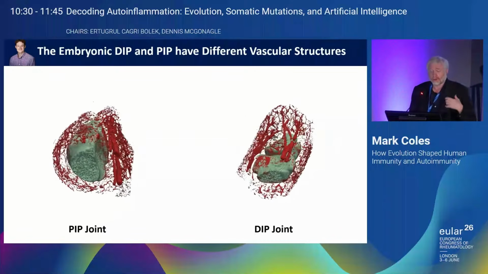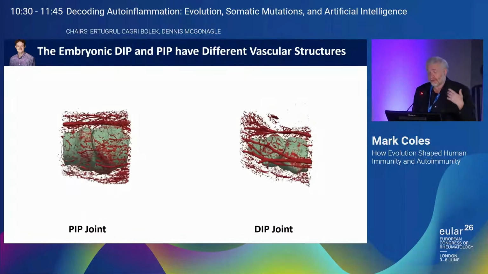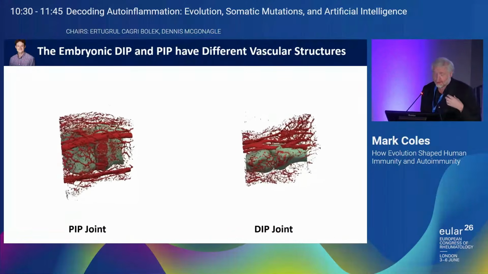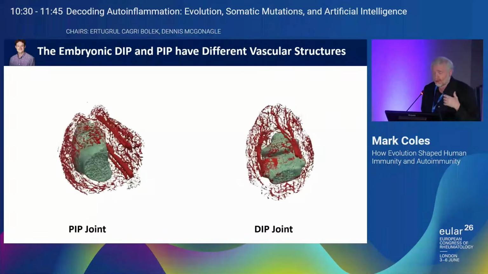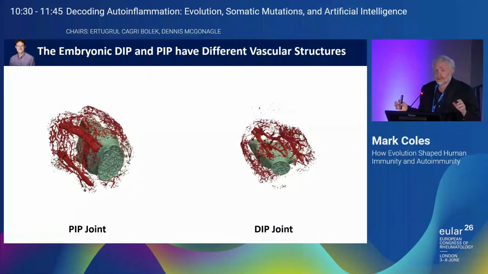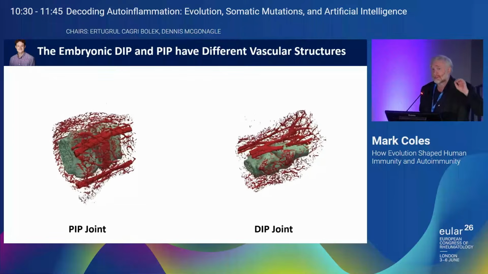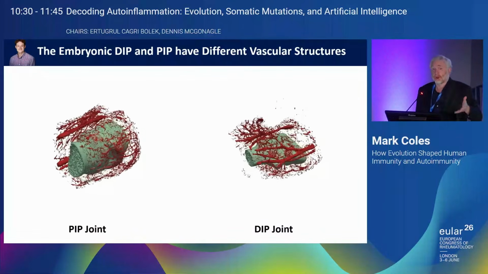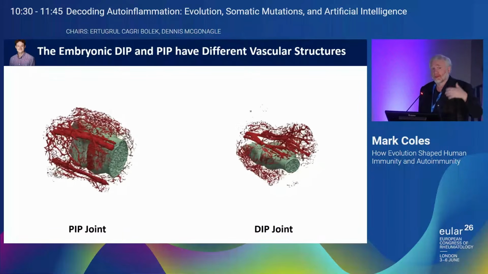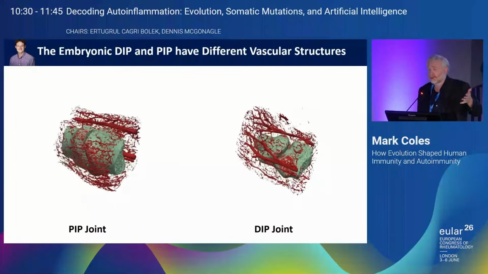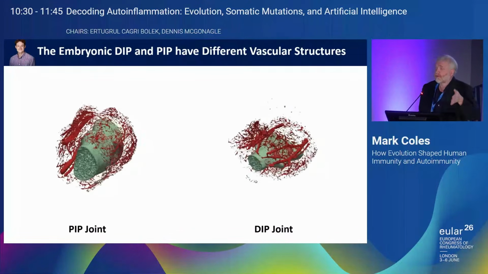And to do that, we've looked at the vasculature in PIP versus DIP joints. And what we can show is there's quite a distinct difference between the vascularization associated with the synovium in the PIP versus the DIP joint. And that additional vasculature, if I take you back to the beginning of the talk, is potentially associated with these antigen-antibody complexes stimulating these PI16 positive fibroblasts in the adult joint to drive a rheumatoid arthritis phenotype. But they're there from the beginning.